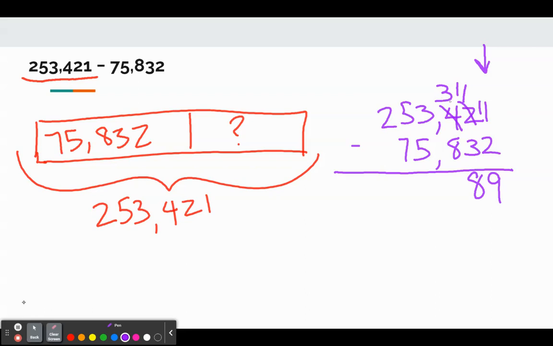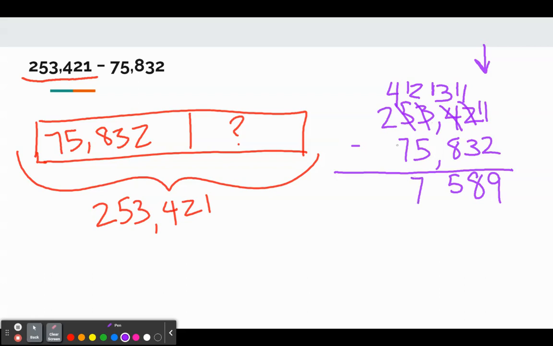Now 300s minus 800s. Can't do that. So we're going to go to our thousands. So we have 3,000s. That's going to turn to 2,000s. Now we can turn our 300s into 1,300s. So 1,300 take away 800s is going to be 500. Okay. Now I need to do 2 take away 5. I can't take away 5 from 2. So I'm going to go to my 10,000s. Change that to 4. My thousands will turn into 12,000s now. So 12,000s take away 5,000s is 7,000.